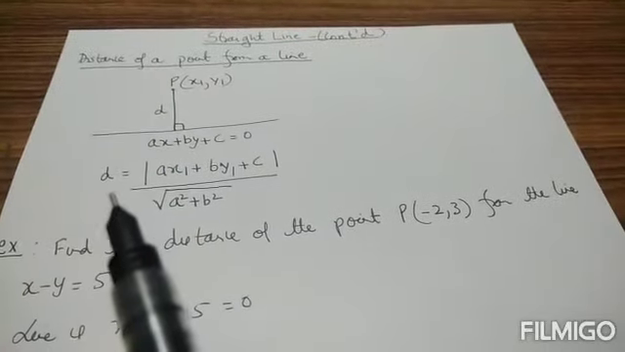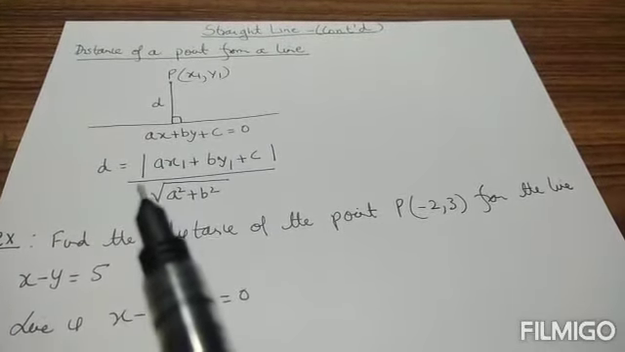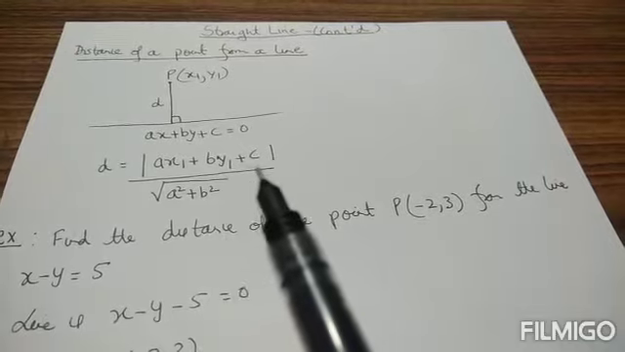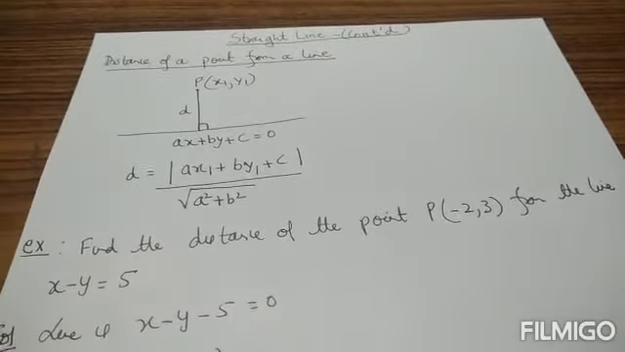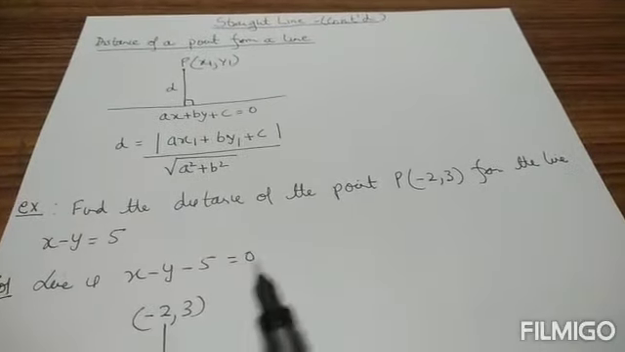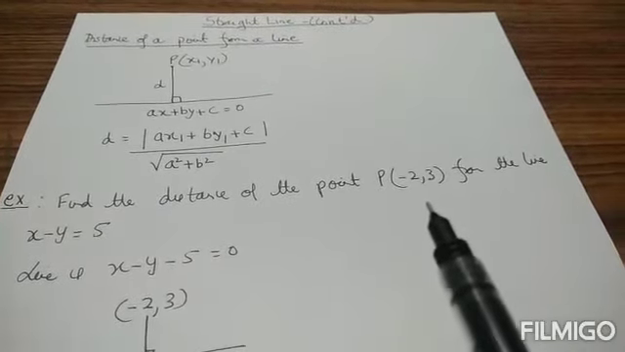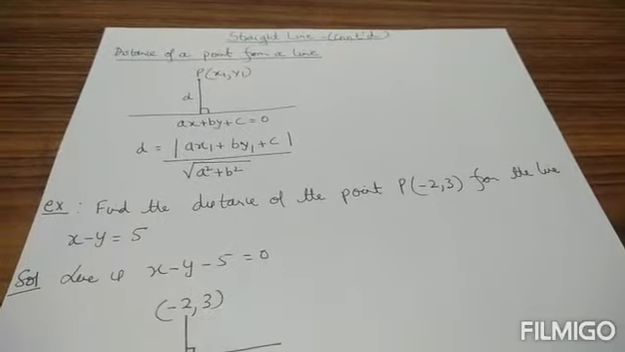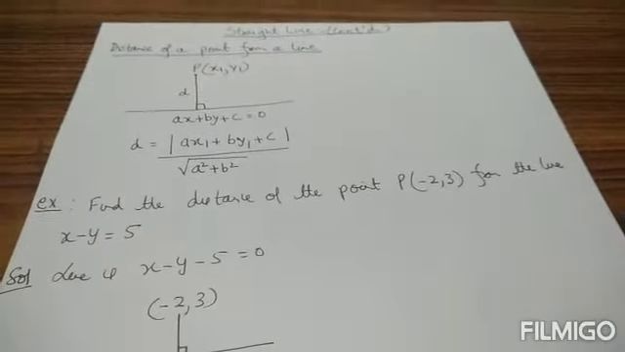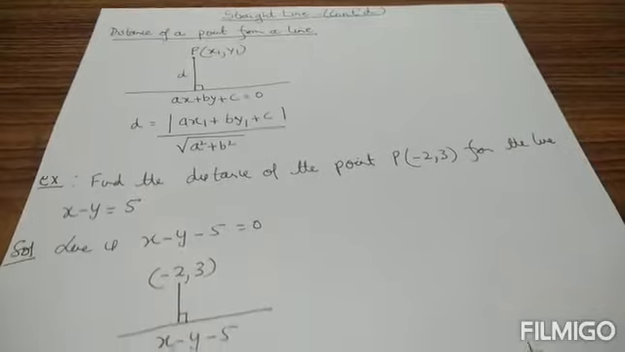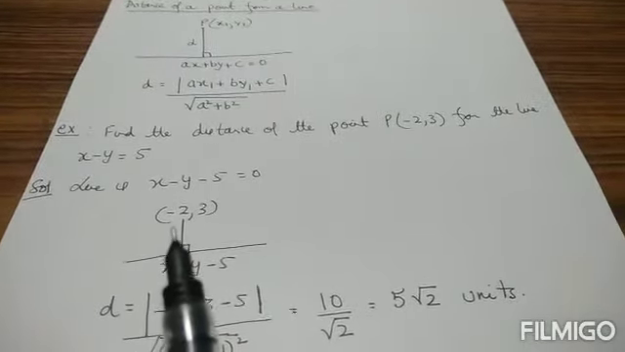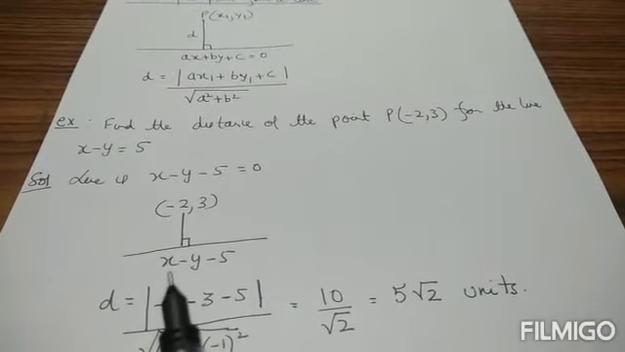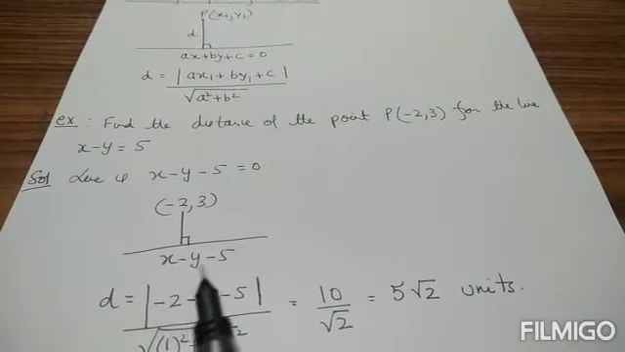So the perpendicular distance is given by modulus of ax1 + by1 + c upon under root a square plus b square. Example. Find the distance of the point P(-2, 3) from the line x - y = 5. Solution. The line is x - y - 5 = 0. The point is (-2, 3). The equation of the line is x - y - 5.